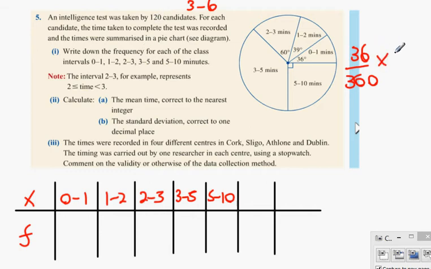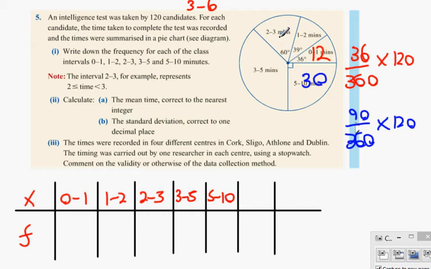120, that is, okay? And as Simon rightly said there, it's a tenth of 120, which is 12. 12 people here. Next one is a 90 degree angle. So what's a quarter of everybody? 90 divided by 360 multiplied by 120 gets you a quarter, which is 30.